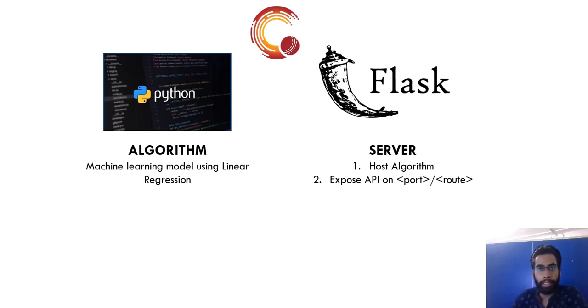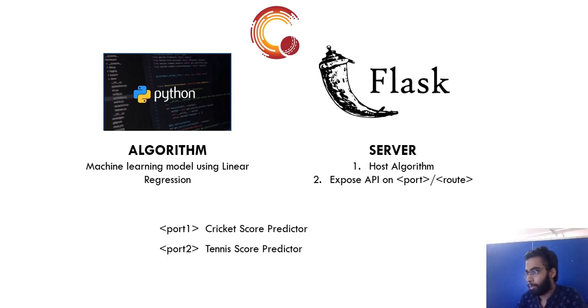So how do I differentiate? I differentiate using port numbers. Let's say on port 1, I have cricket score, then I have tennis score, and I have football score. So different ports have different services.